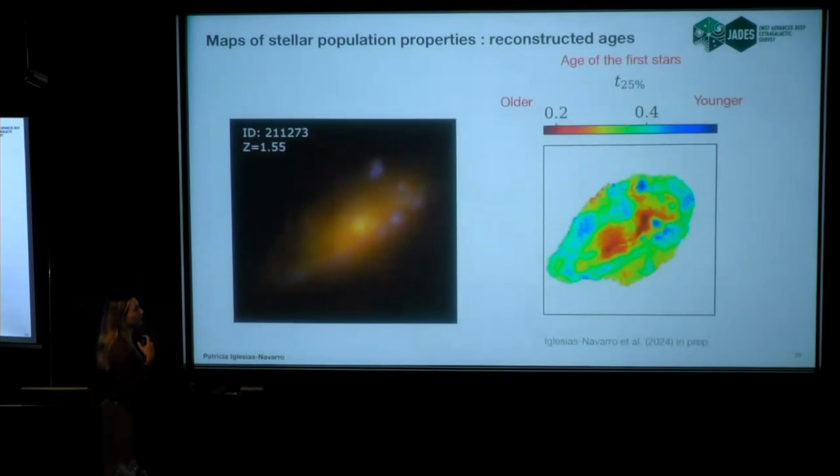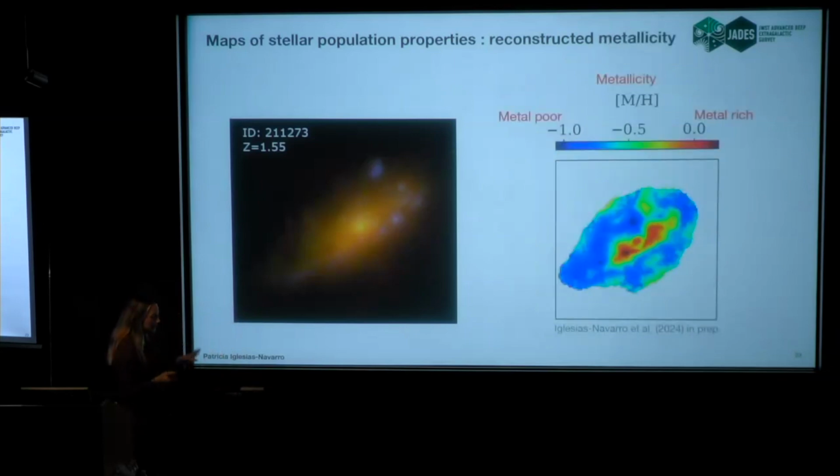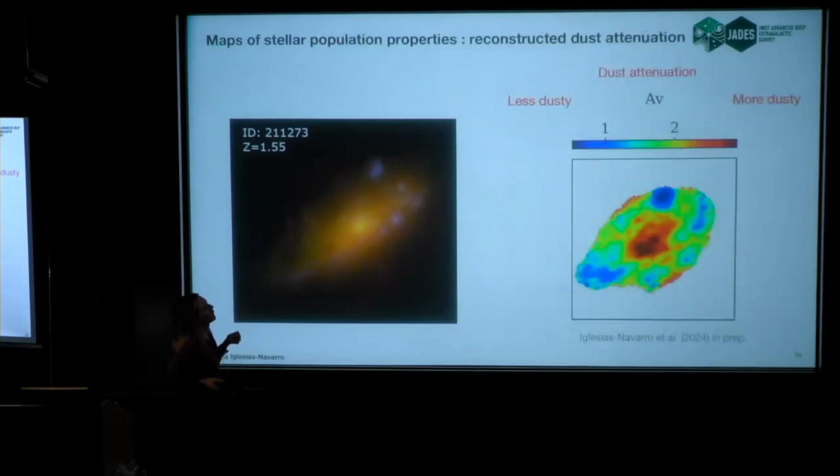Then we can analyze, for example, the age of the first stars. Again, we get an older center, and then we always see this cloud over there that looks younger. And also the age of the last star, with the same trends, being different in the outskirts. About the metallicity, we get a center that is more metal rich than the outskirts. And the same with the dust attenuation. This is very interesting because we have a very dust attenuated center, while in the clump we have almost no dust attenuation.